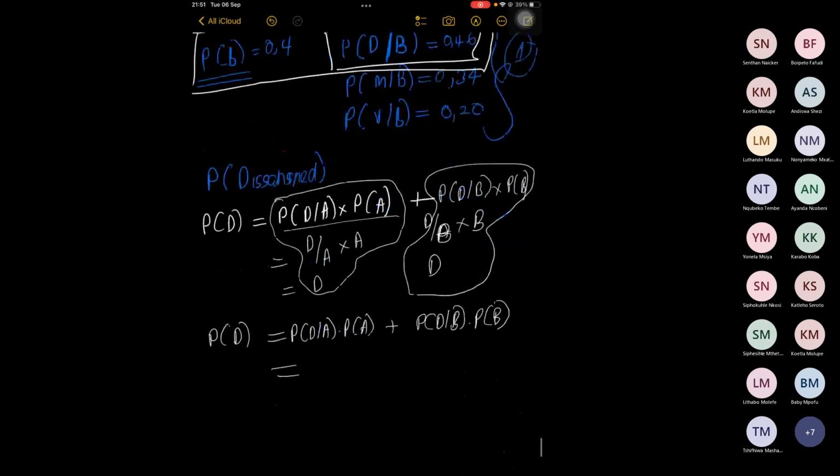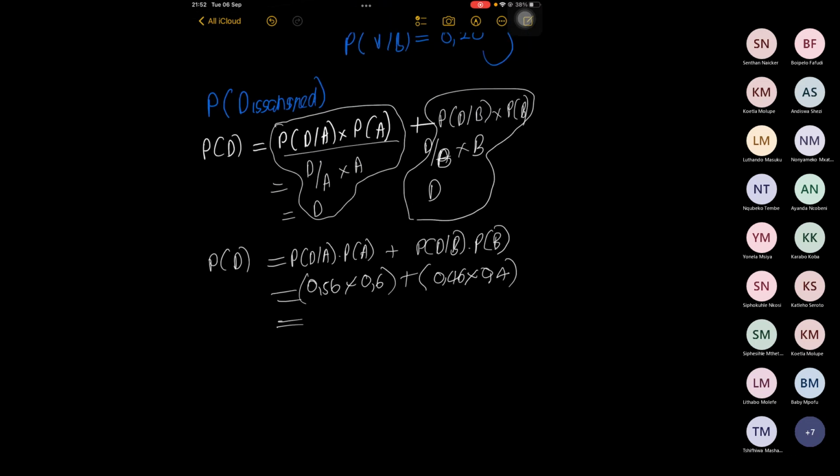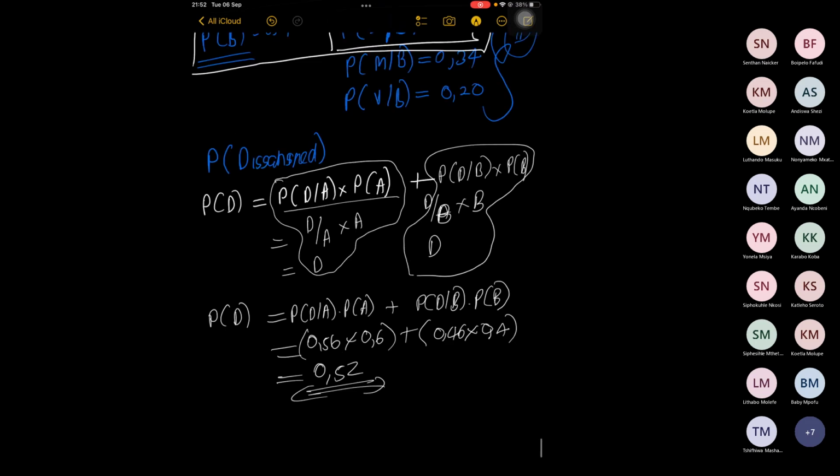Then the probability of D given A is 0.56 times what's the probability of A? 0.6. Then plus the probability of D given B, which is 0.46, times the probability of B, 0.4. Then the answer that you get here, I think, is actually the one that's written there. It's going to be 0.52. Any questions before we go on to the second one?